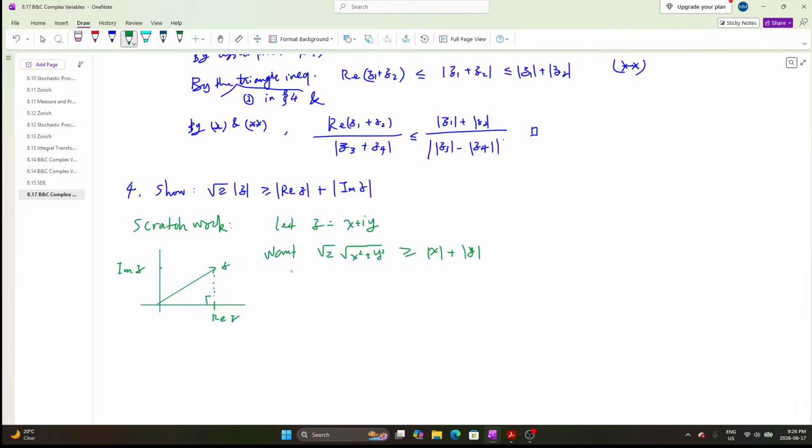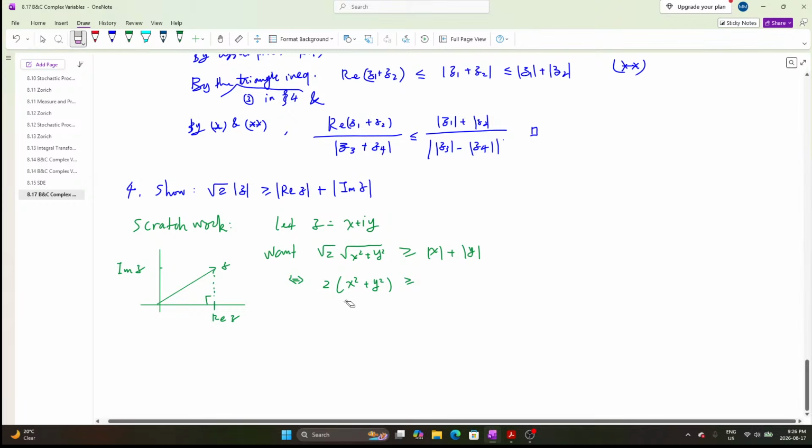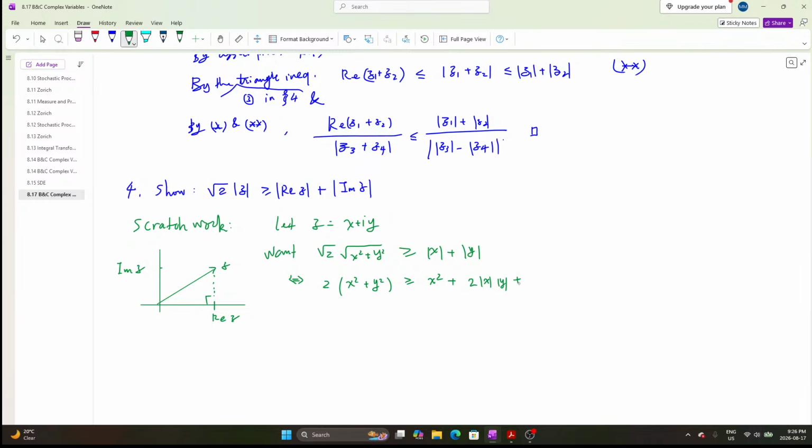Okay, and this is equivalent to 2 times x squared plus y squared being greater or equal to, squaring both sides, the square of the right hand side: the absolute value of x squared, which is just x squared, plus the cross term 2 times the absolute value of x times the absolute value of y, and plus y squared.